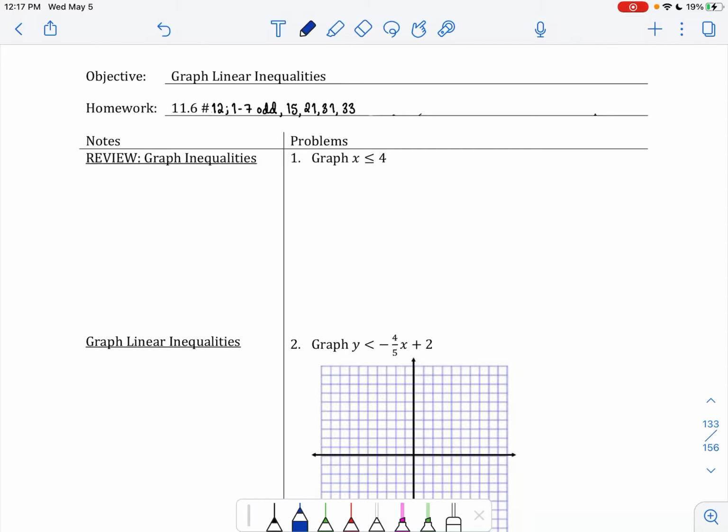Hi all, and we're going to talk today about graphing linear inequalities. This is the last topic that will be on the quiz tomorrow.